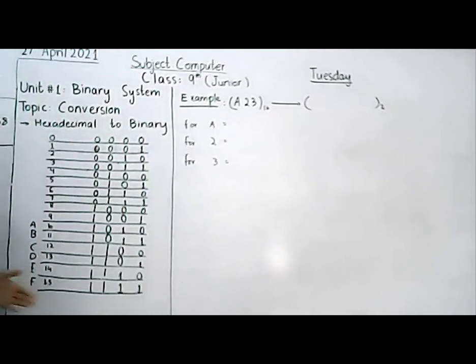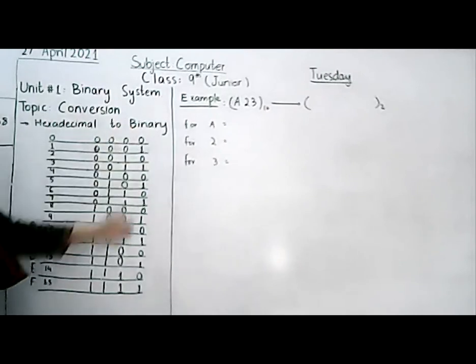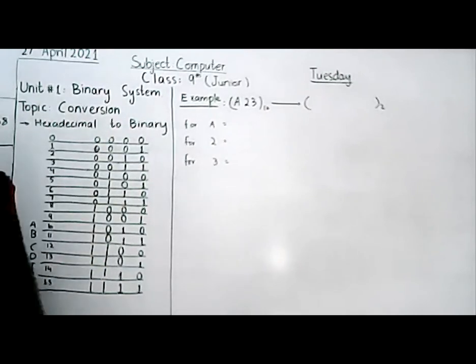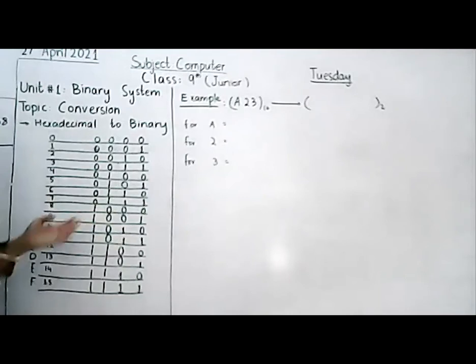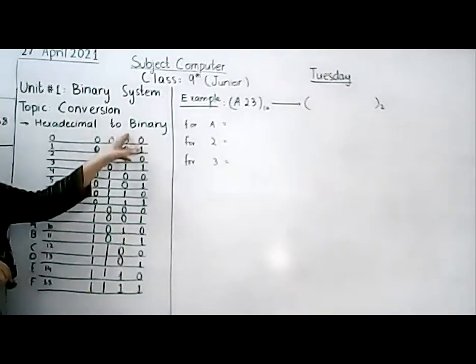So here is the table. I'm just repeating it so you can recall how this table is created. First of all, there are 4 columns because hexadecimal always works with 4 digits. So these are 4 digits, means 4 bits, right? So 1, 2, 3, and 4.